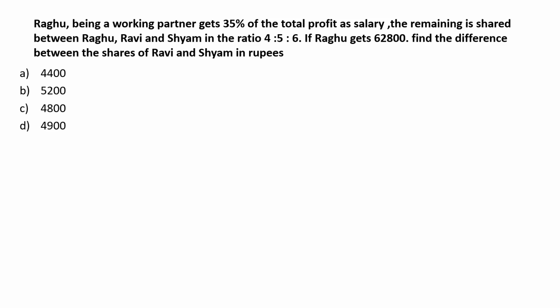Raghu, a working partner, gets 35% of the total profit as salary, and the remaining is distributed among them in the ratio of 4:5:6. If Raghu gets 62800, then find the difference between the shares of Ravi and Shyam. The same question as the previous one. Here, Ravi and Shyam and Raghu got the ratio of 4:5:6, and Raghu is supposed to get 35% of the total profit as salary. Raghu gets 62800, and we need to find the difference between the shares of Ravi and Shyam.